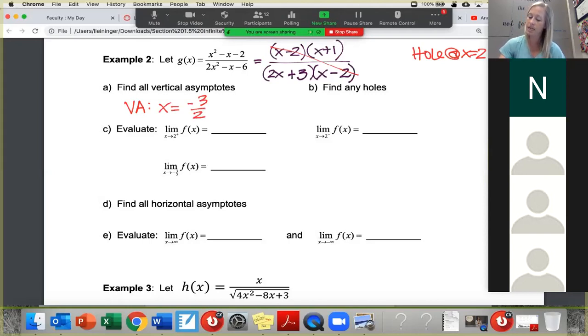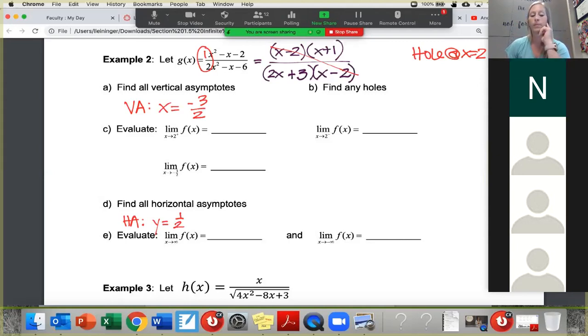I have a horizontal asymptote. I'll fill in D here. Horizontal asymptote, which category are we in? Equal degrees. And I go back to the original for this one and just divide these numbers right here. So that tells me my horizontal asymptote is at y equals 1/2. Wait, why is that again? Because the exponents are the same, top and bottom.